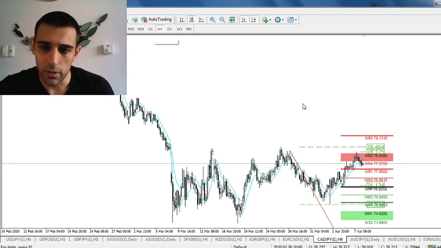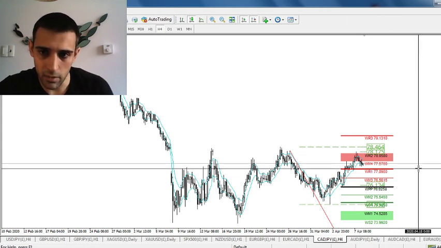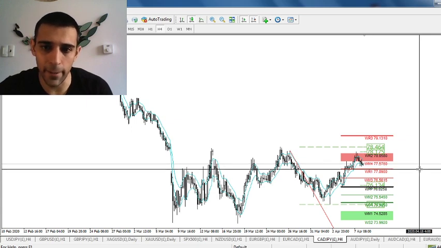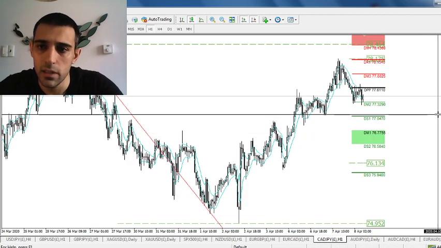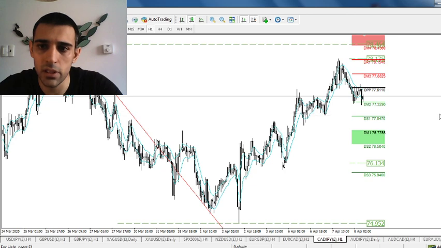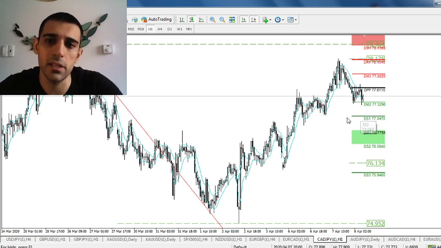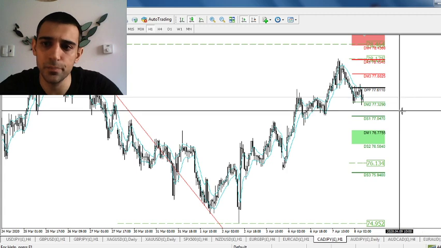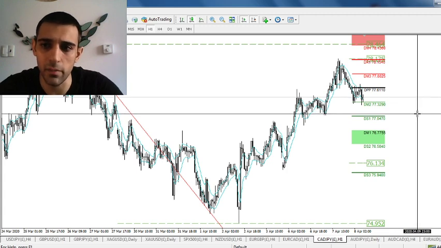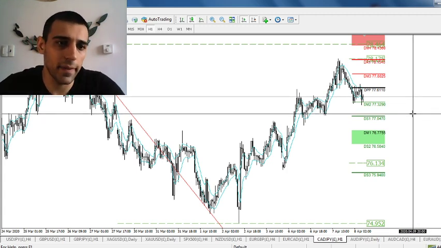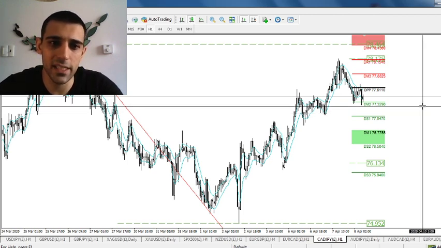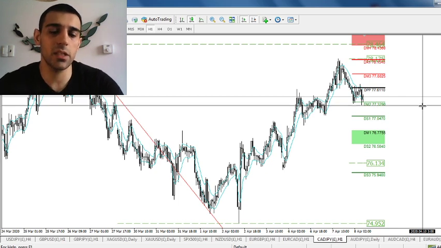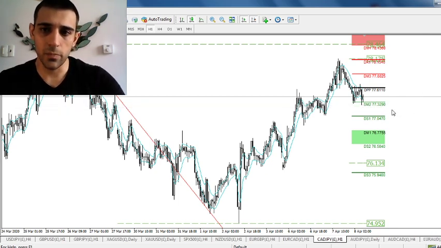So for now, I want to see price coming down to about the 77.10 area at this zone. Let's move to the hourly time frame. 77.10 is roughly at the same level as this daily S1. If the price manages to come down around that area, then I would be looking for a retracement to about the 77.15 or 77.20 zone.